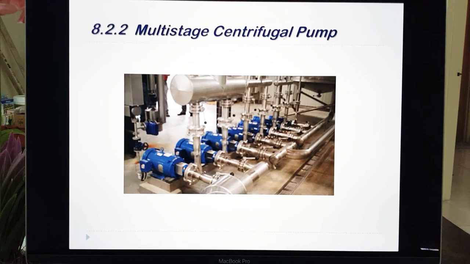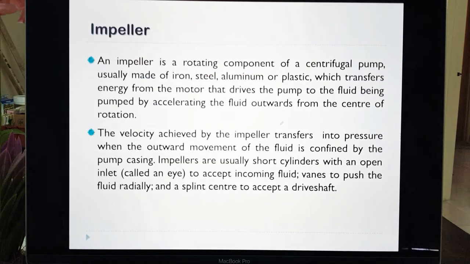So this is how it works, whereby in this particular centrifugal pump we have 1, 2, 3, 4, 5, 6, and 7 stages over here. This one is used in industry to transfer fluid to a higher altitude.